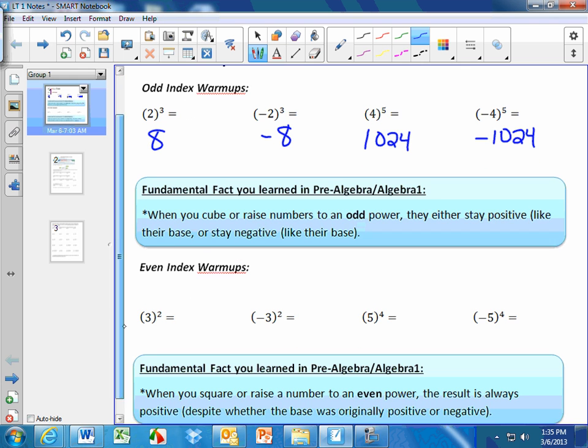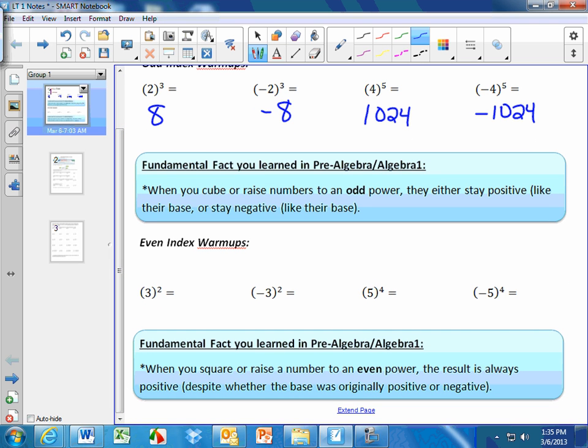The second thing we're reviewing has to do with the even exponents, or even doing our square roots and our cube roots and fourth roots. So 3 squared, 9. Negative 3 squared is also 9. And important when we start thinking about our principal roots, which we'll talk about in a little while. The 3 and the negative 3, both, when you square them, give you 9.